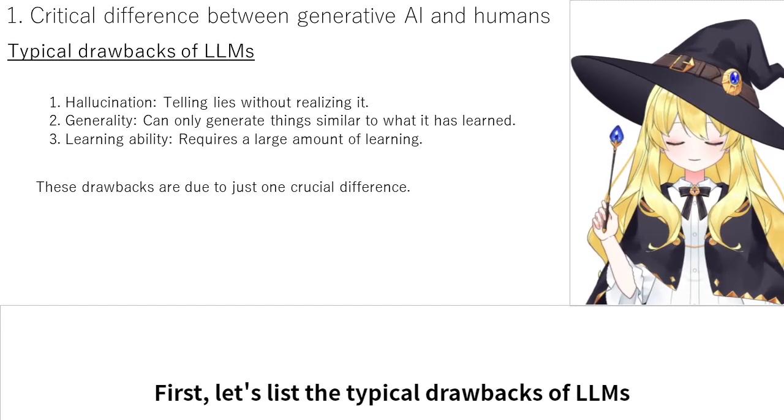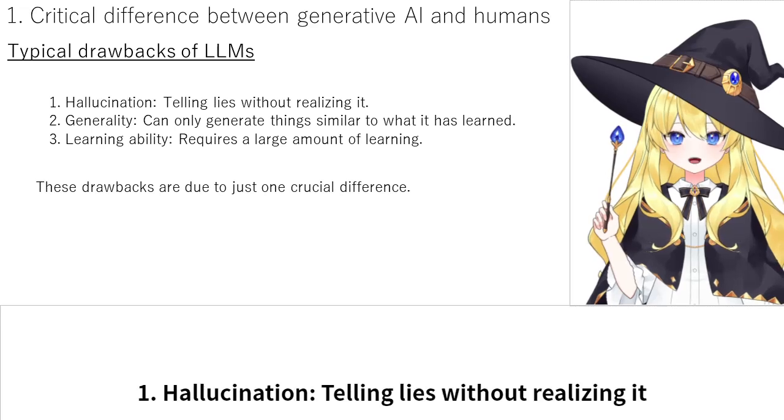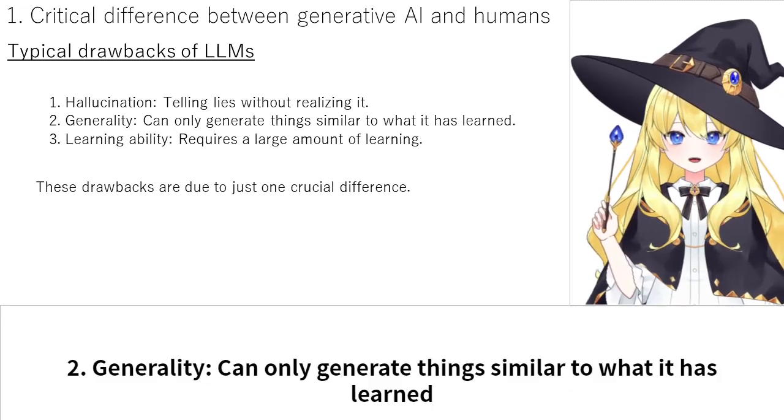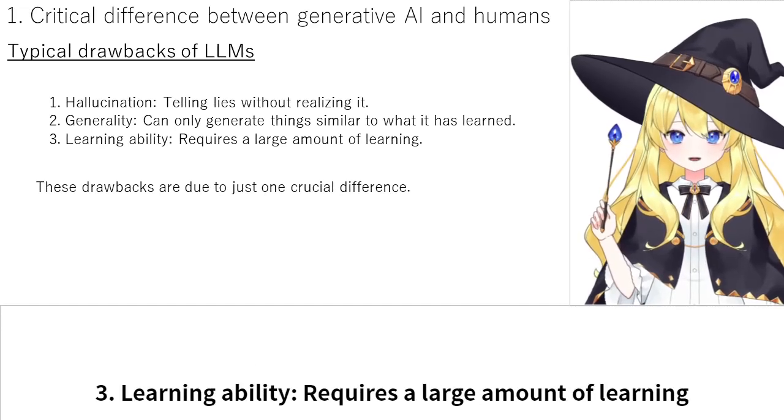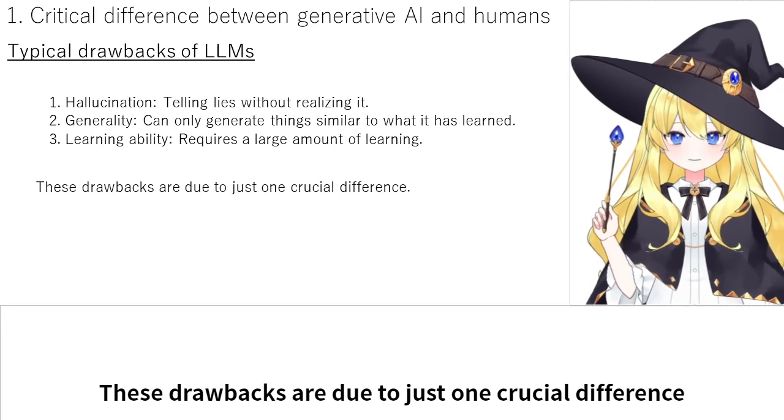First, let's list the typical drawbacks of LLMs. 1. Hallucination, telling lies without realizing it. 2. Generality: it can only generate things similar to what it has learned. 3. Learning ability: it requires a large amount of learning. These drawbacks are due to just one crucial difference.